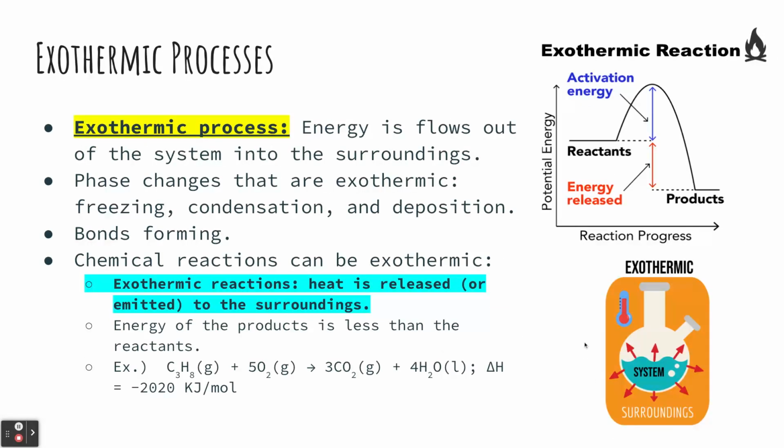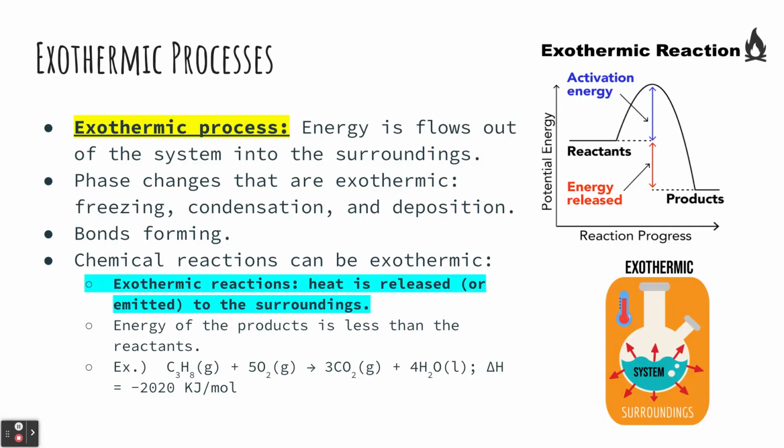Vice versa, we have an exothermic process, which is when energy flows out of the system and into the surroundings. Phase changes that are exothermic include freezing, condensation, and deposition. Bonds here are being formed. Chemical reactions can be exothermic.